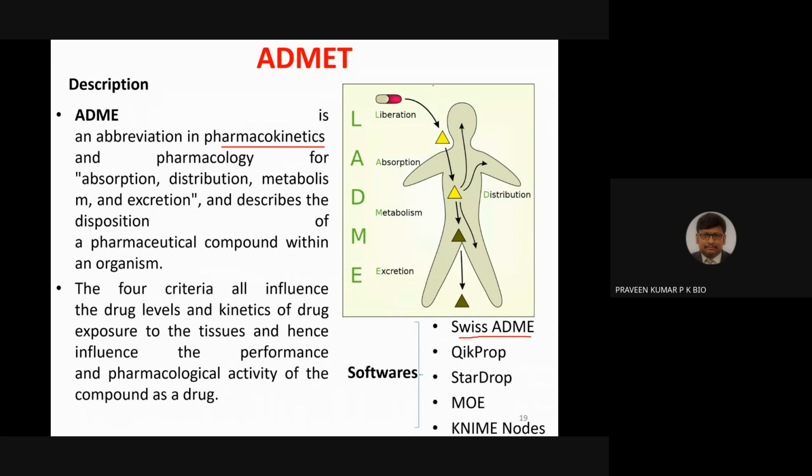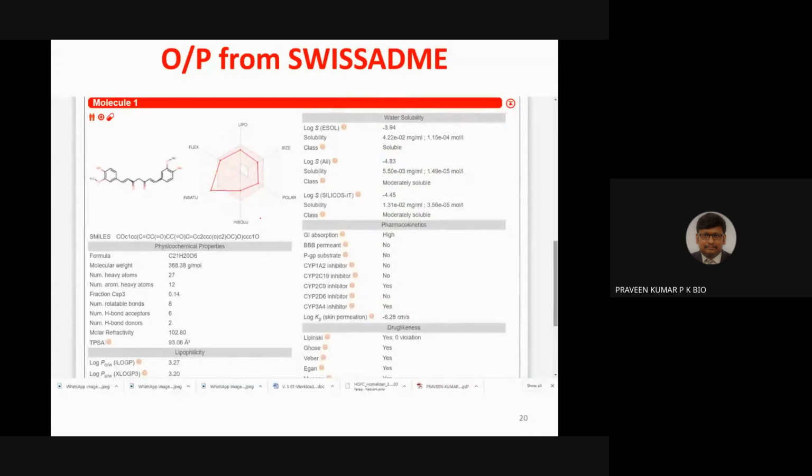There is a tool called pre-ADMET to find the chemical and physical properties of a drug, especially its pharmacokinetic properties. Not only can we find physicochemical properties like drug-likeness, but also the pharmacokinetic properties of the drug. So this is something about ADMET.